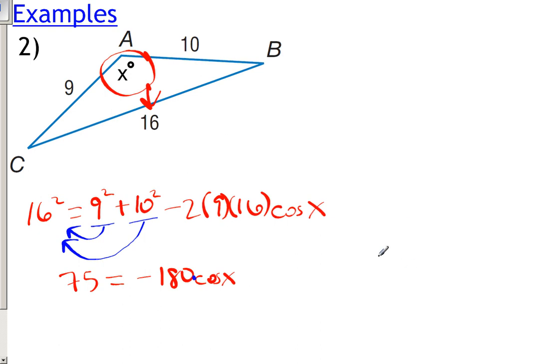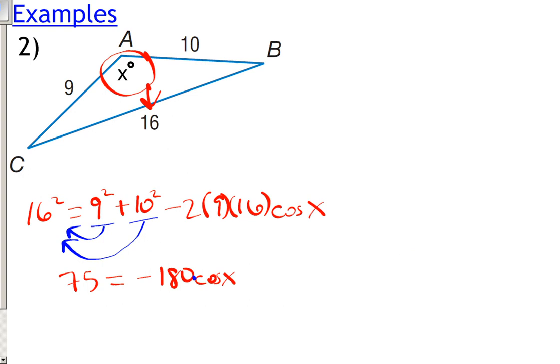Think of it as if you're solving, let's say, 4 equals negative 6x. You wouldn't combine the 4 or the 6x. Okay, same idea as that type of equation.